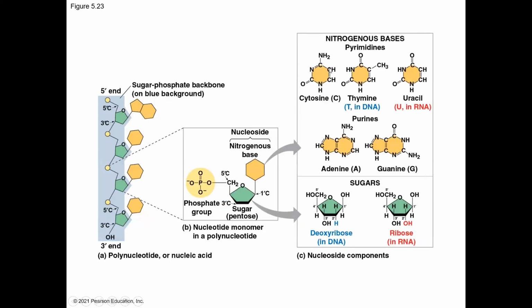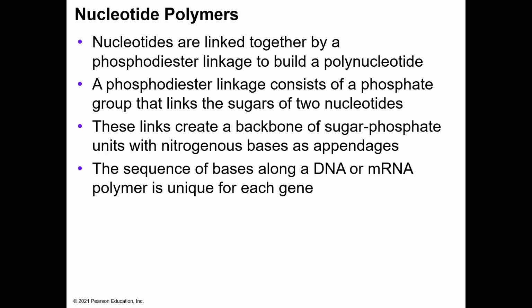For example, in the pyrimidines you have cytosine, thymine, and uracil, where thymine is only found in DNA and uracil is only found in RNA. In the purines, you have the two-ring structures, adenine and guanine. And the pentose sugar, if it's DNA, is deoxyribose. If it's RNA, it's ribose, which are very similar. They're all very similar, but they carry different information.